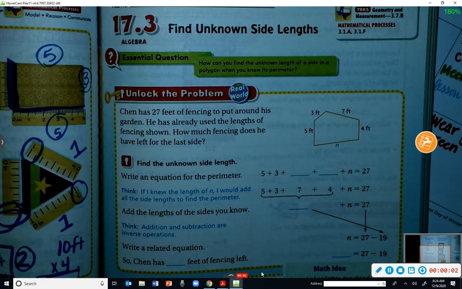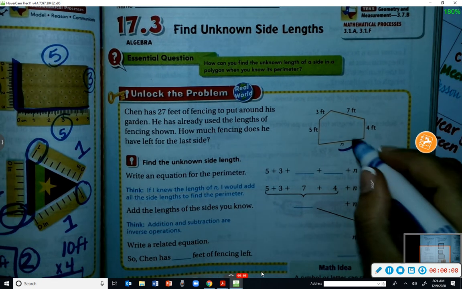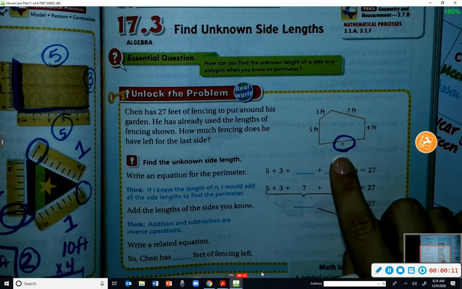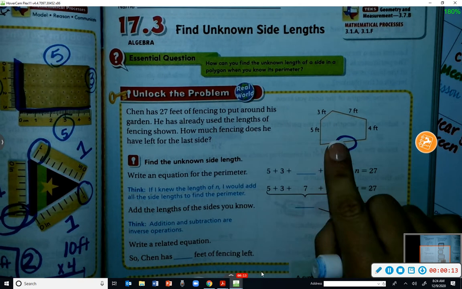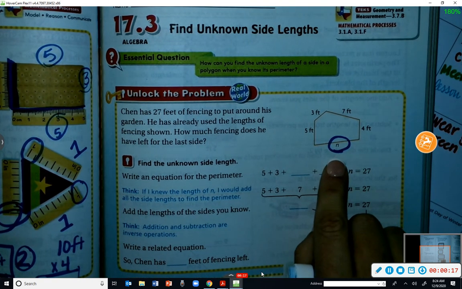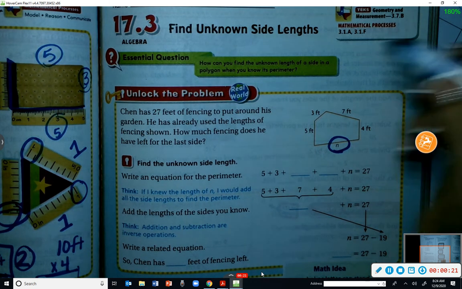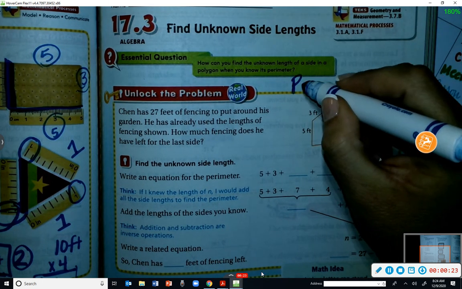Okay, today we're going to cover perimeter again, but today we're going to look at perimeter with an unknown side length. Unknown side lengths means there's one side that's missing. We don't know it. We have to figure out what it equals. Okay? So first, let's review perimeter. How do we find perimeter of a shape?